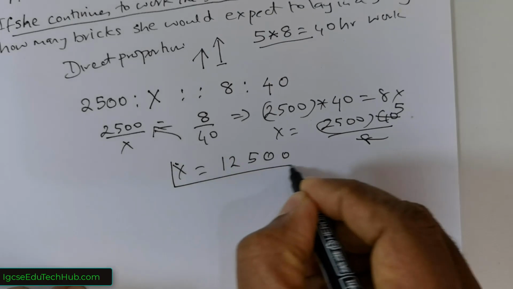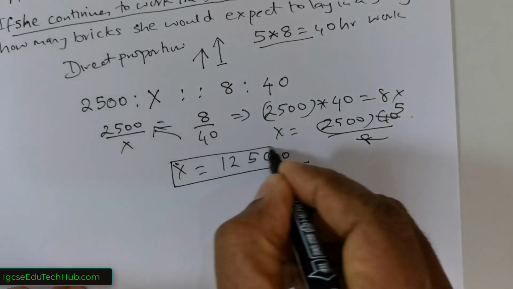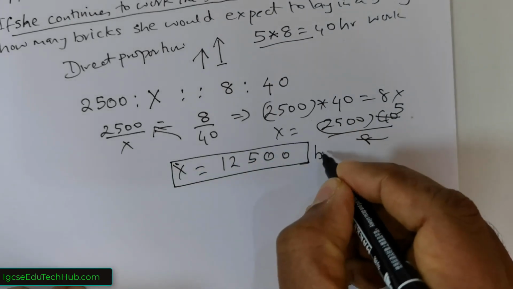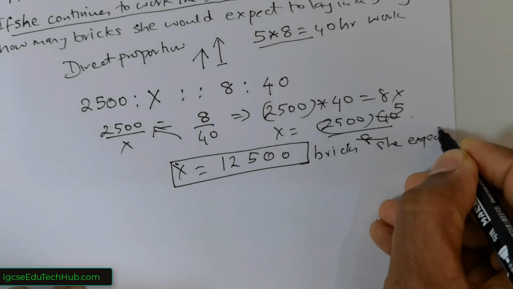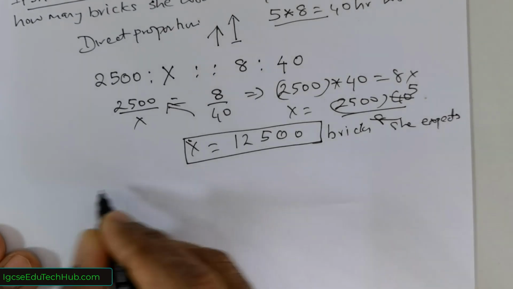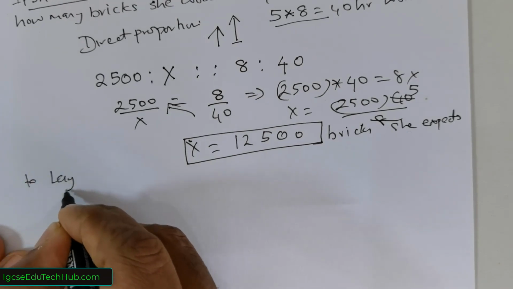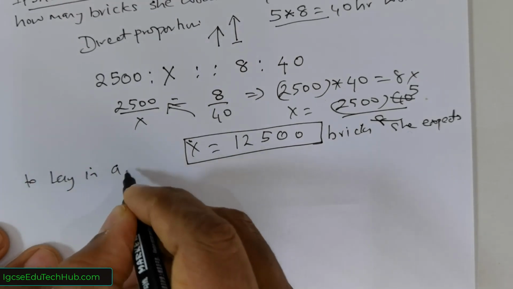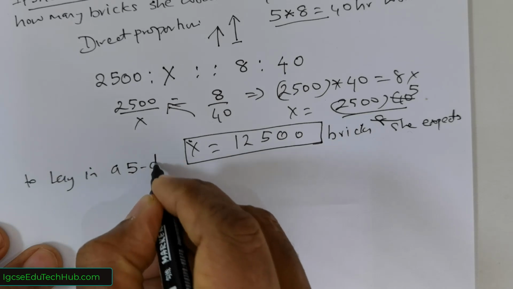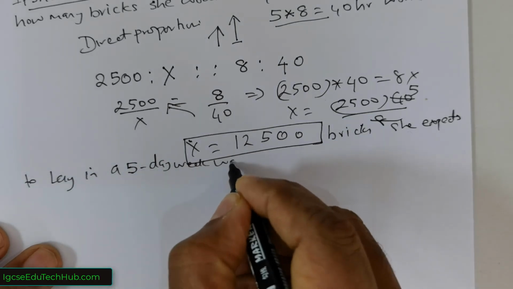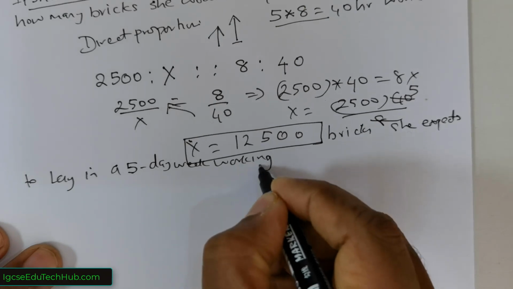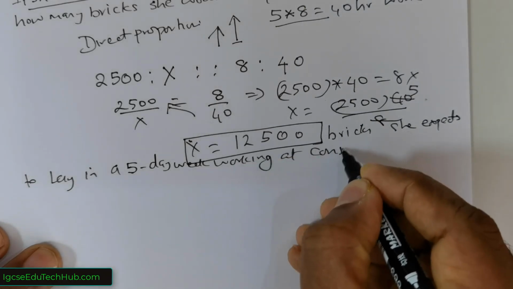So x is equal to 12,500. I should say 12,500 bricks she expects to lay in a 5-day week, working at a constant rate.